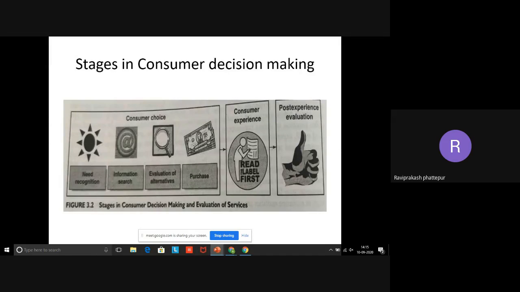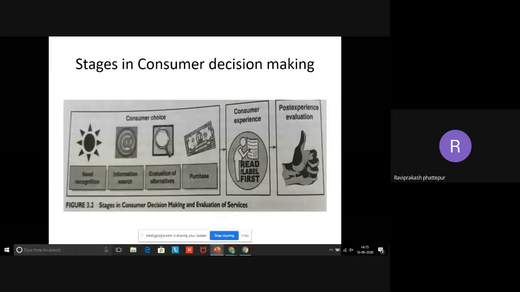After evaluation, you come to a conclusion that you are going to buy this one. So that is purchasing that particular product or service. So this is the consumer choice. Okay. So first you should know what you need, then you search for information about it, next you evaluate different alternatives, then you purchase one of the alternatives.